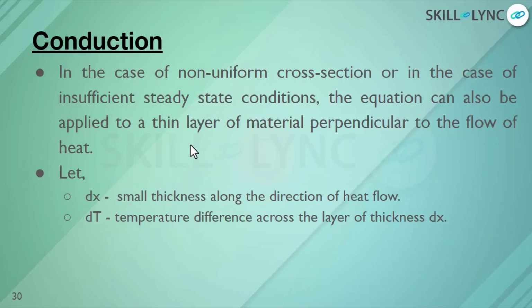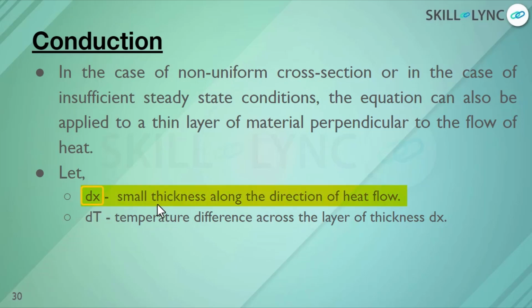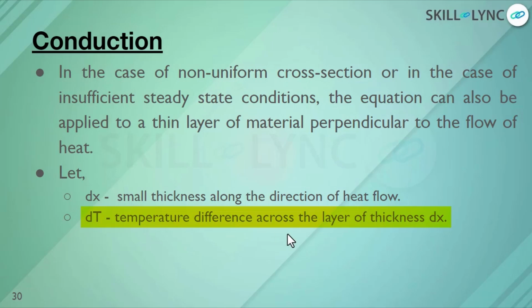Now suppose the assumptions are wrong, say there are insufficient steady state conditions in the rod while transferring heat, and there is a non-uniform cross-sectional area. Then the equation can also be applied to a thin layer of material perpendicular to the flow of heat, a layer as thin as dx. So let dx equal a small thickness along the direction of heat flow and dT the temperature difference across the layer of thickness dx.